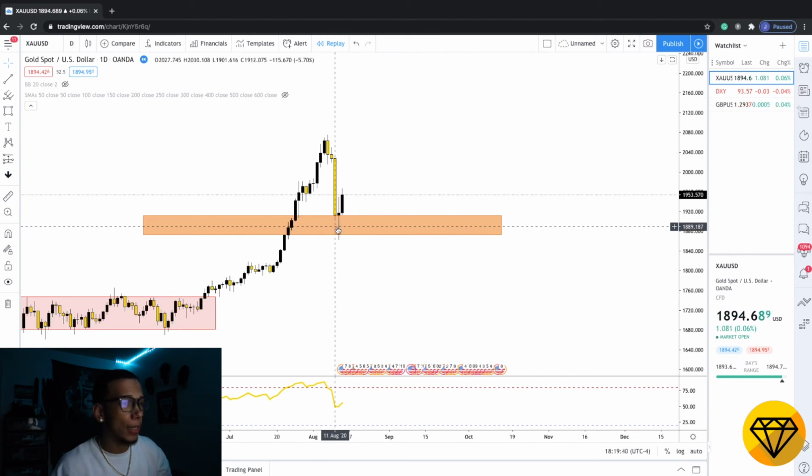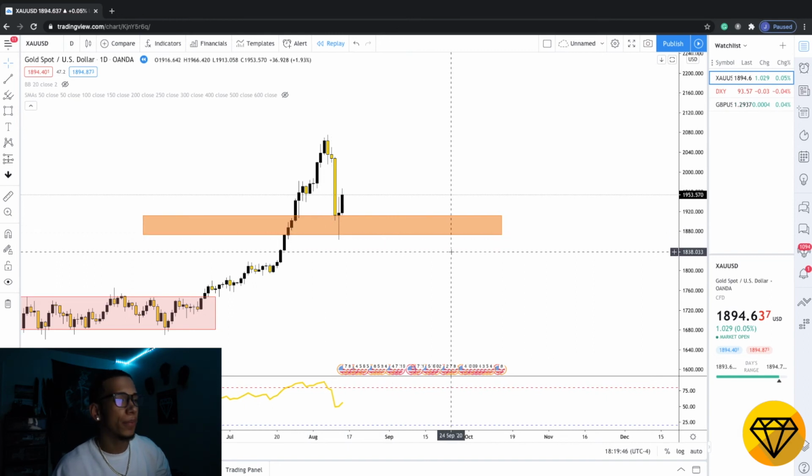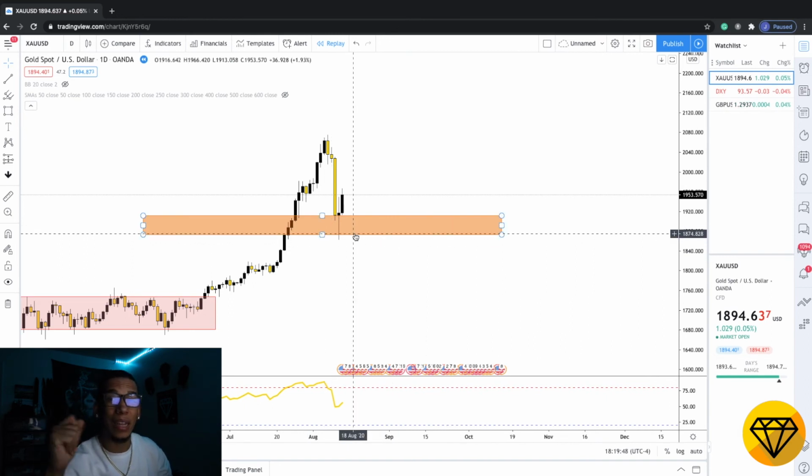Essentially, if you would have waited to get into the golden zone right here, man, you would have been good. Price came and rejected like that. You would have been good. It would have been straight.